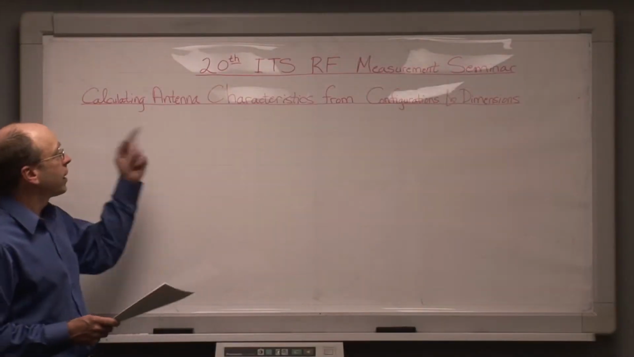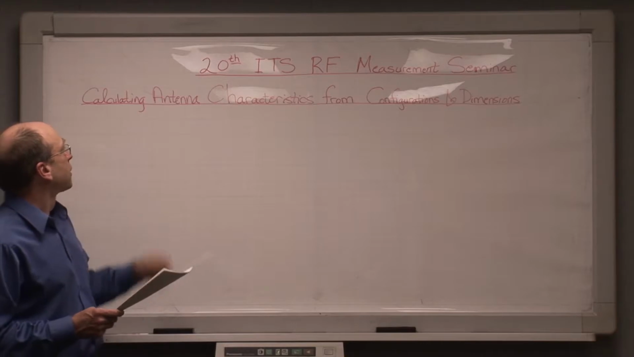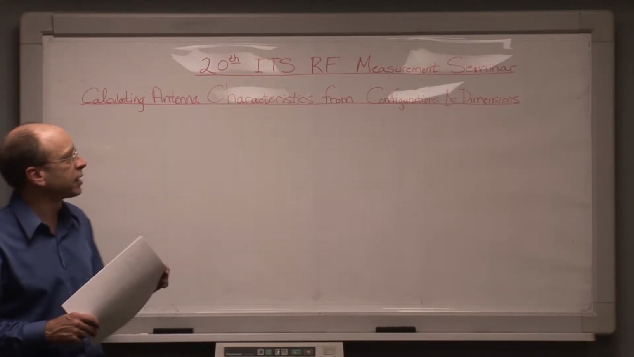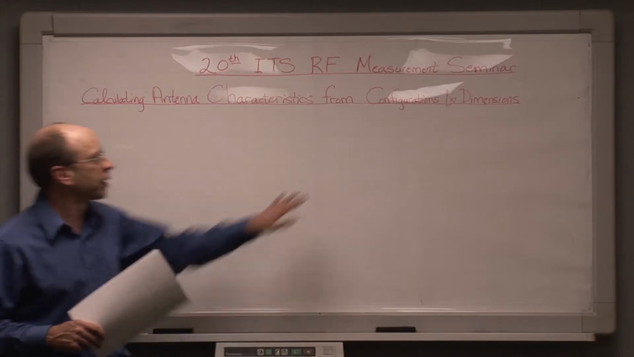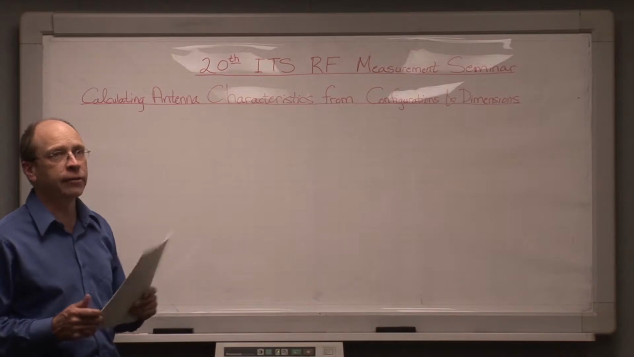Welcome to the 20th and last seminar in the ITS RF measurement series. The topic of today's talk is the calculation of antenna characteristics, meaning antenna directivity and antenna gain, from the configurations and dimensions of antennas. This is hopefully going to be a relatively short talk.